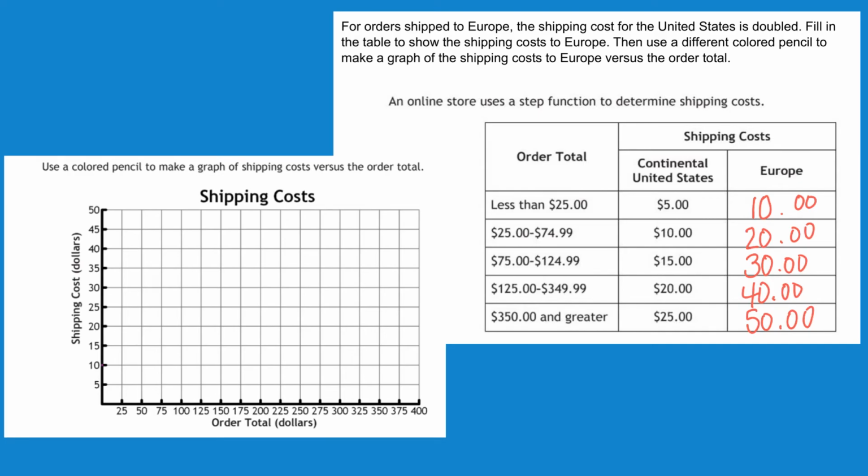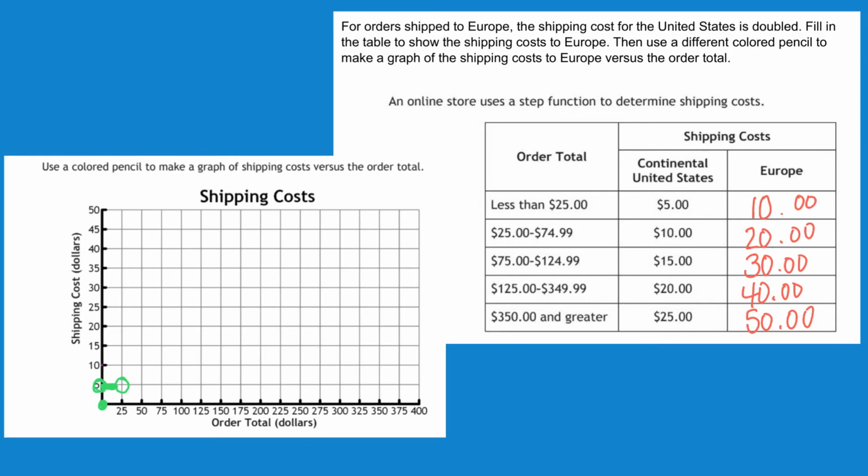Okay, so the first thing we're going to do is graph the shipping cost for the continental United States. For that, I'm going to use green. So anything less than $25 is going to cost me $5 to ship it. So less than 25, that means I need to have an open circle on 25, and then it's anything less than that. Now, obviously, if I don't buy anything, I'm not going to have a shipping cost. So you might want to put an open circle here, but put a solid circle at 0, because if you have an order total of 0, you're not paying any shipping costs.